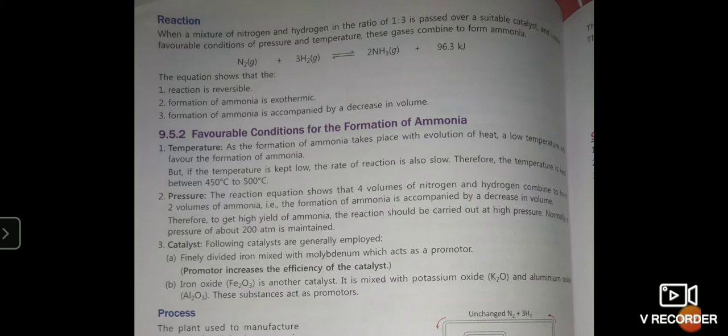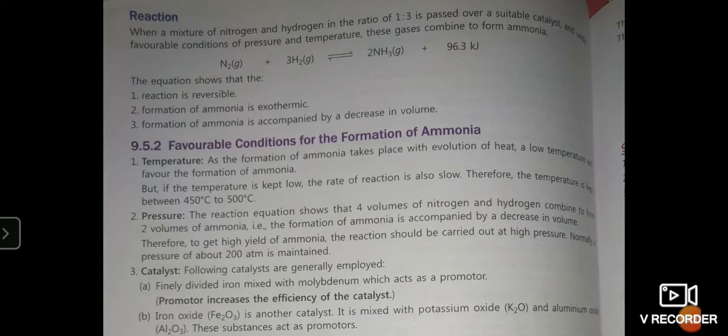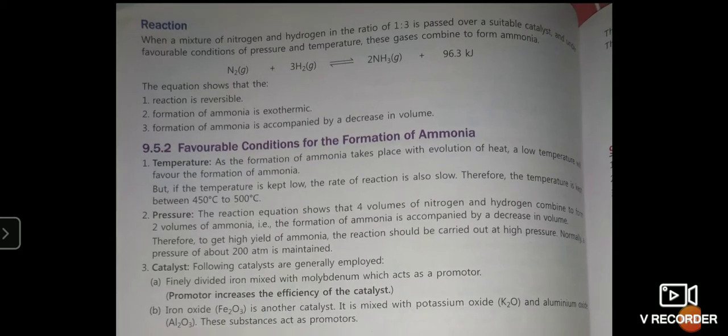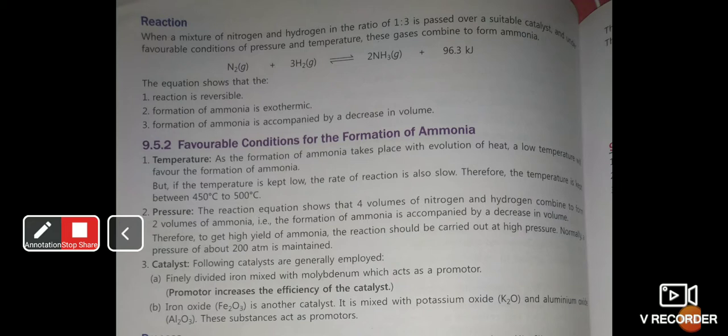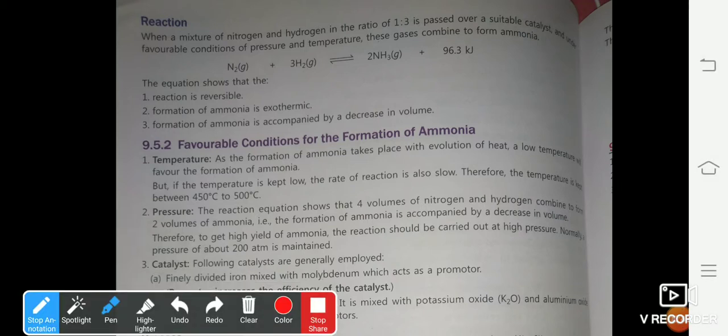So in the industrial method, we'll be using nitrogen and hydrogen in the ratio of 1:3 for the preparation of ammonia. If you see the reaction given in your presentation, the equation says N2 plus 3H2 gives you 2NH3. But in between the reactants and product, you can see a double-headed arrow. That indicates the reaction is reversible. It's a combination as well as a decomposition reaction. Combination in the forward side and decomposition in the reverse side.